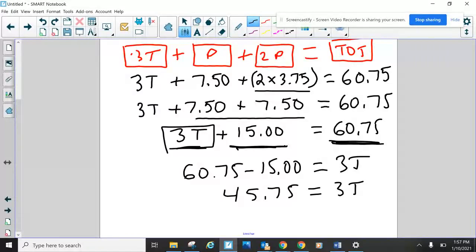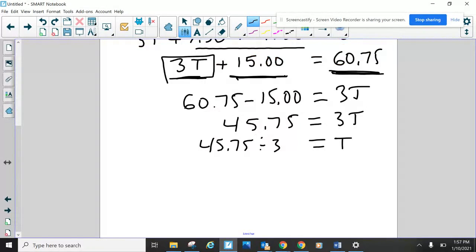Now, if I want to find out the cost of 1 ticket, which is what I want to find out, the cost of 1 ticket would be $45.75 divided by 3, right? If the total cost is $45.75 for 3 tickets, I want to find out the cost of 1 ticket, I would just divide that by 3. And when I go off and do my division work, I'm going to find that my answer is $15.25 per ticket.